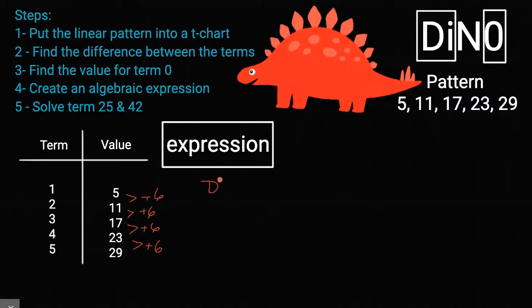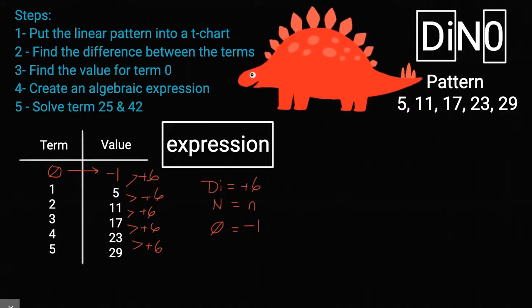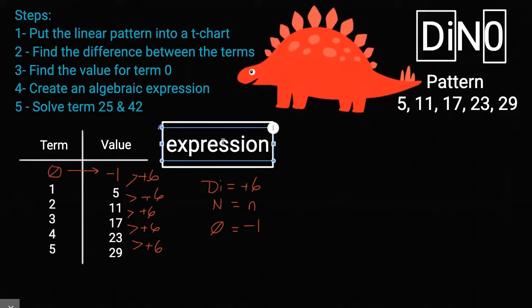So our DiN0, or difference between the terms, is plus 6. The n in DiN0 just tells us that it's a variable. And the 0 is telling us that we need to look for term 0. So when the term is 0, what is the value? So I have two options. Again, I can say, well, something plus 6 equals 5, or 5 minus 6 is something, and I know that that's negative 1. Okay, then I create an algebraic expression, 6n minus 1.